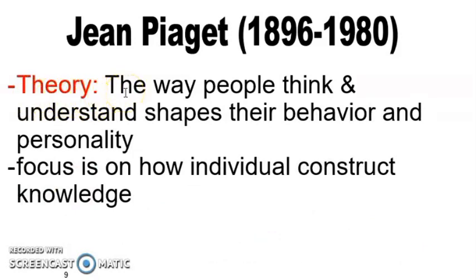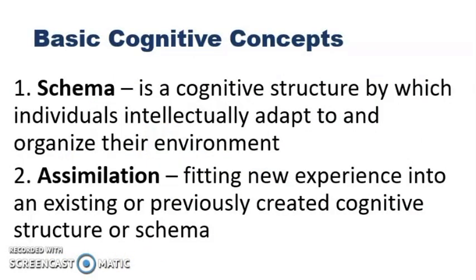According to him, the way people think and understand shapes their behavior and personality. So his focus is on how individuals construct their knowledge. Here are the basic cognitive concepts that you must understand before we move on to the 4 stages of cognitive theory of development. The first one is schema.